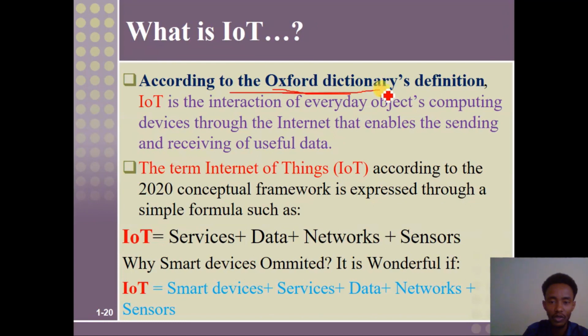According to the Oxford definition, IoT is the interaction of everyday objects and computing devices through the internet that enables the sending and receiving of useful data. Let me define what IoT is: the interaction of everyday objects and computing devices.